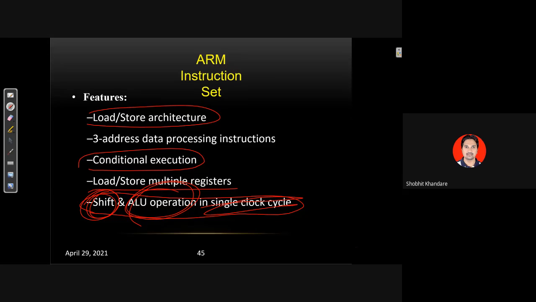Okay, because the core is designed in such a manner that one operand you can pre-process before giving that operand to the ALU. Pre-processing can be done before you perform ALU operation. So one operand you can pre-process, and the other operand directly can be given to the ALU. So that is the meaning of this. These are the important features of your ARM instructions.